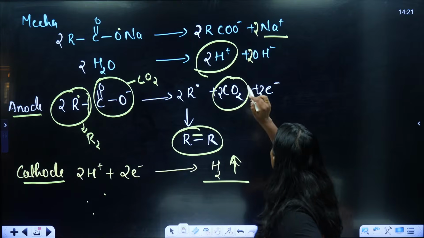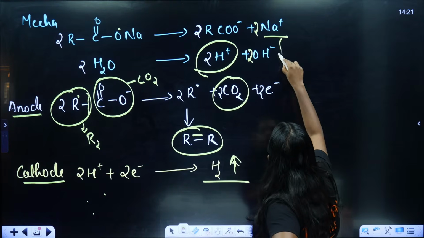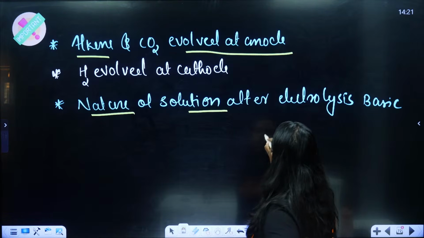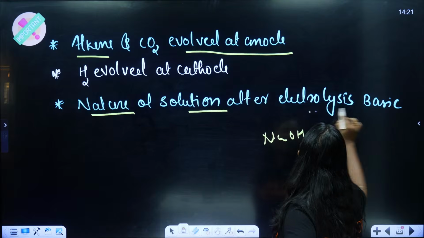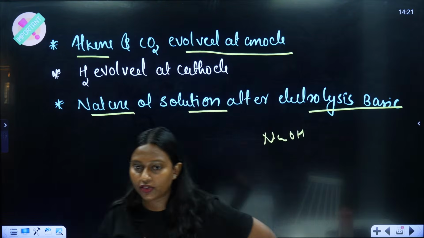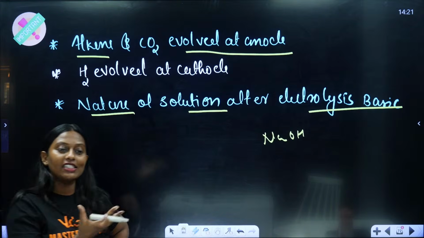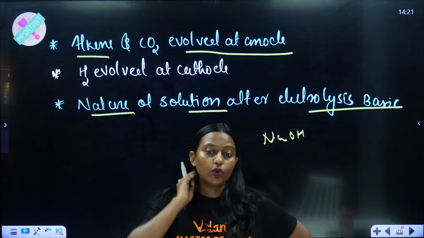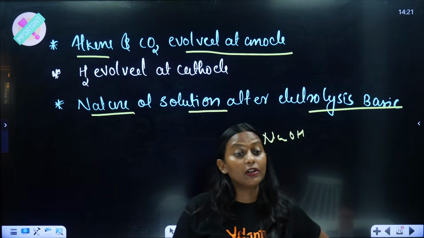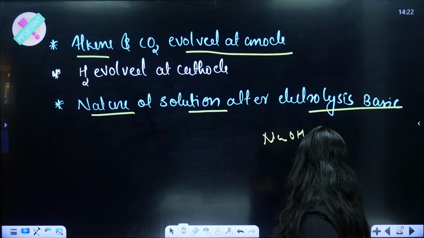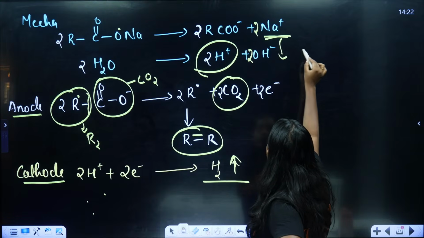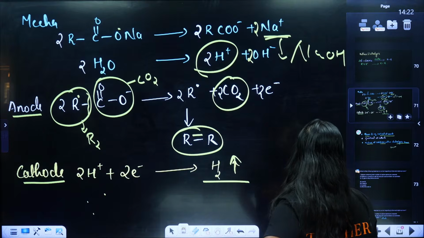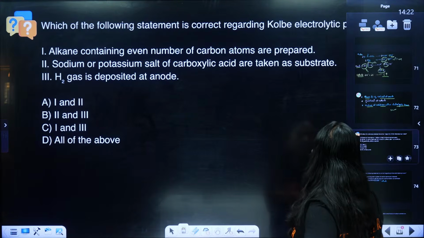Obviously you can see sodium is there. Sodium will combine with OH, so what you will get is NaOH. NaOH means obviously it is basic. After this electrolysis, the solution is not acidic, you will get basic. Nature means acidic or basic. Na and OH combine to give NaOH. I hope it's clear. Then I will give you a question.